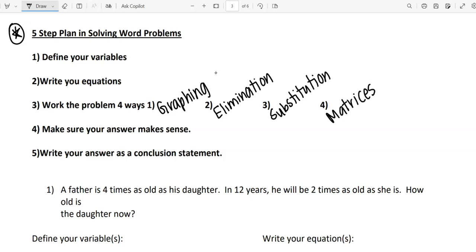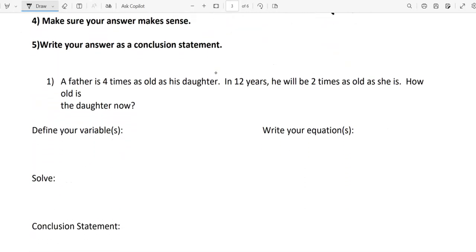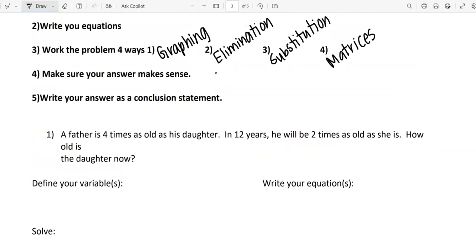We're going to practice in these notes solving by matrices because that's the new part. You do need to know how to solve these equations by graphing, elimination, or substitution if I asked you to, but that is unit 0 stuff. We're going to focus on matrices today. Make sure your answer makes sense when you're done, and then write your answer as a conclusion statement. Make sure to write your conclusion statement because that will earn you points. Number 1, a father, are we ready to move on? Scream if you're not.